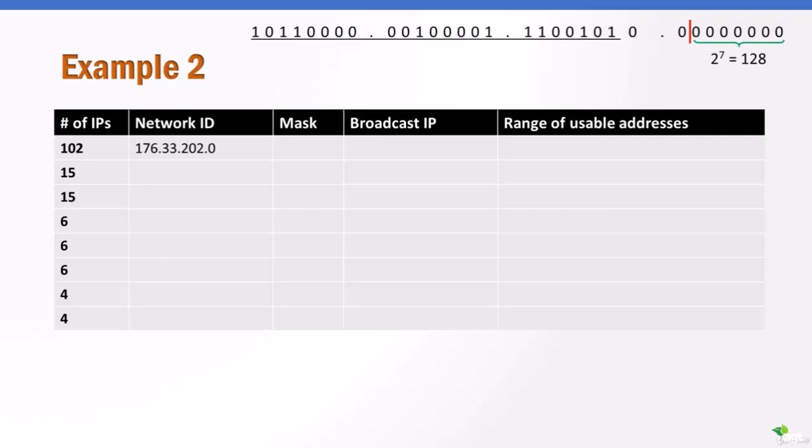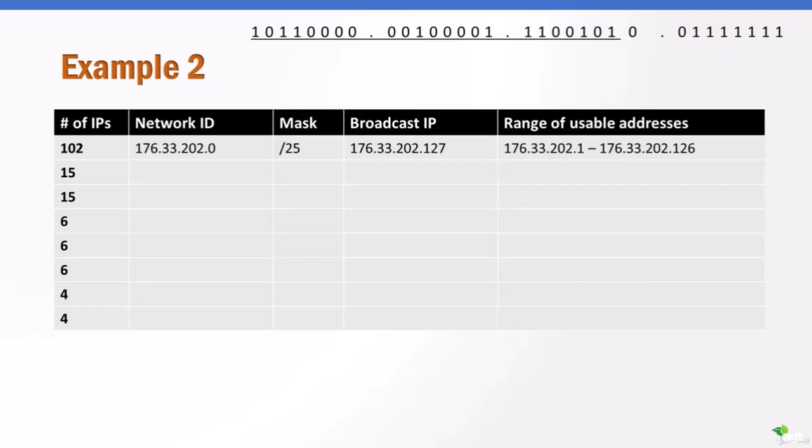So our new mask is going to be /25. We got that from 32 minus 7. That's exactly 25. So that's the 25 network bits in our new subnet. To calculate the broadcast IP, we're going to switch these 7 host bits into 7 ones. In total, the fourth octet is 127, and since the first 3 octets haven't changed, our broadcast is 176.33.202.127. Range of usable IP addresses goes from 1 to 126.